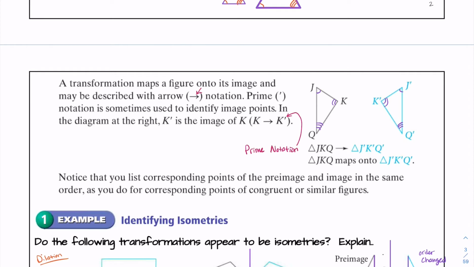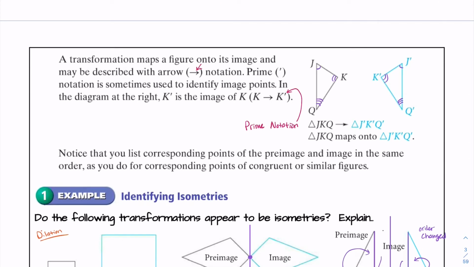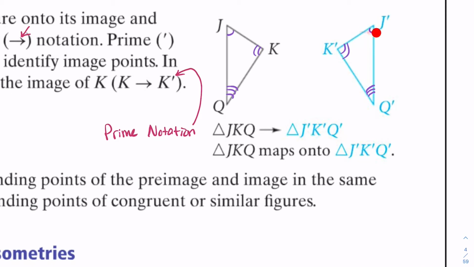So now when we're talking about isometries, we have to talk about its mapping. So in this case, JKQ flipped. It looks like it reflected across a line. JKQ, and now it's J prime, K prime, Q prime. So what you notice is J is congruent to J prime, K is congruent to K prime, Q is congruent to Q prime. So JKQ mapped onto, and see that arrow? That means mapped onto. So mapped onto J prime, K prime, Q prime.